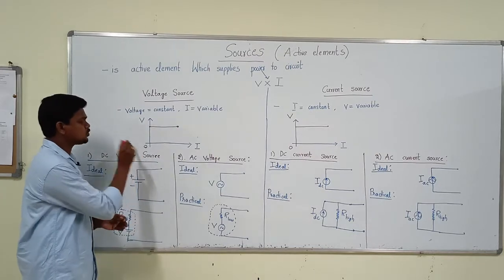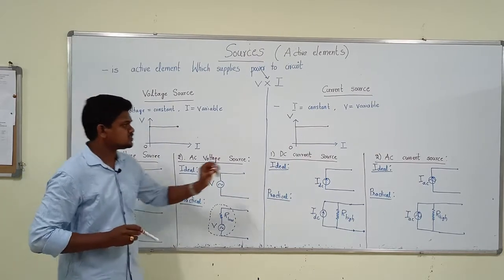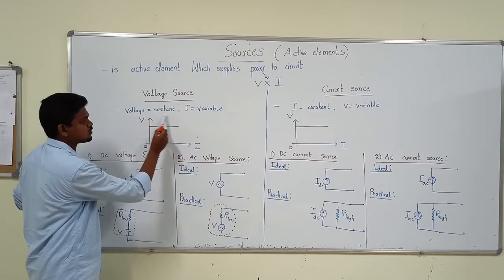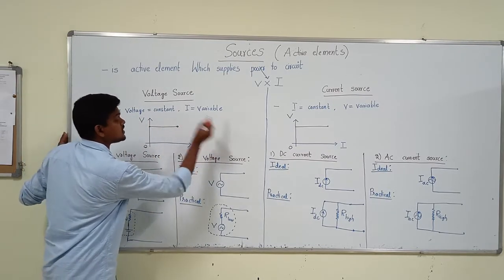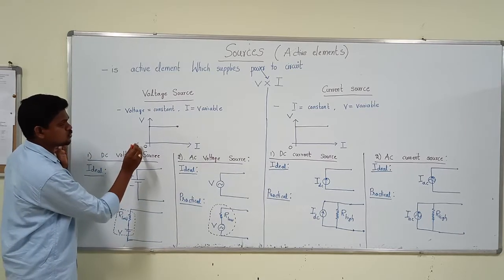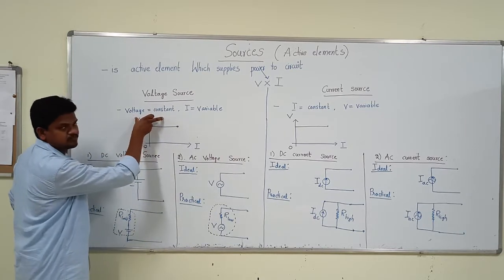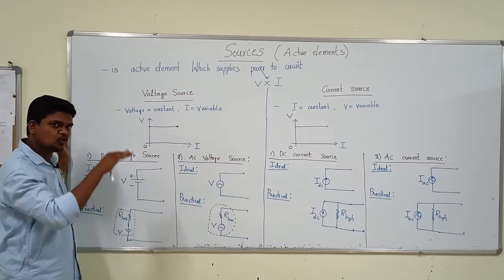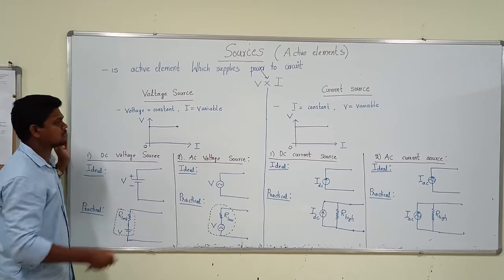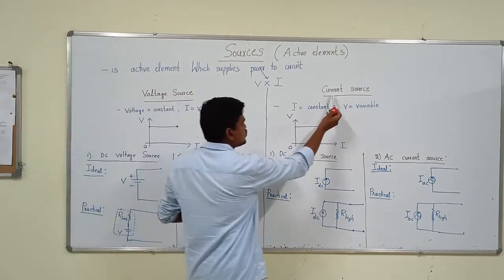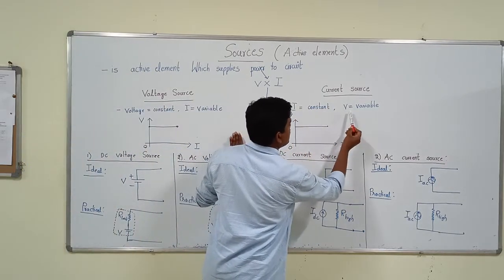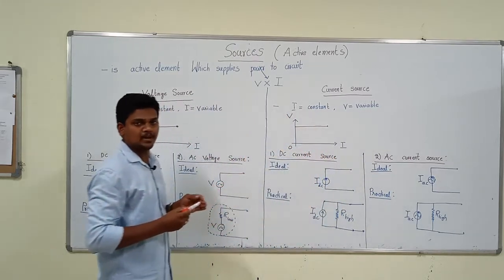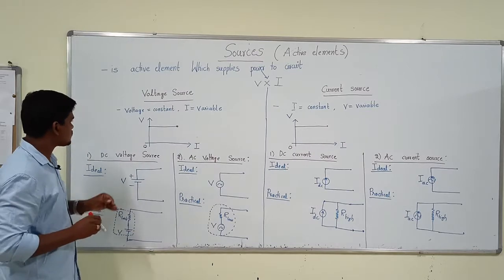But the voltage source has one condition, and the current source has another. In a voltage source, the voltage is constant and the current is variable. The current can increase or decrease depending on the load condition or the circuit parameters. Similarly, in a current source, the current is constant and the voltage is variable, which also depends on the circuit parameters and the load.